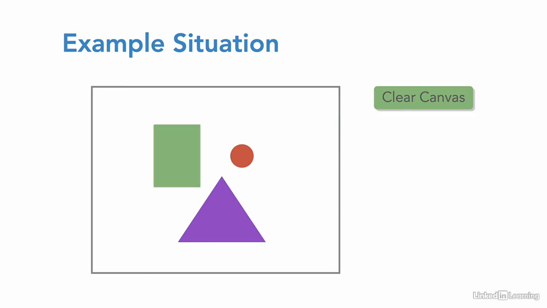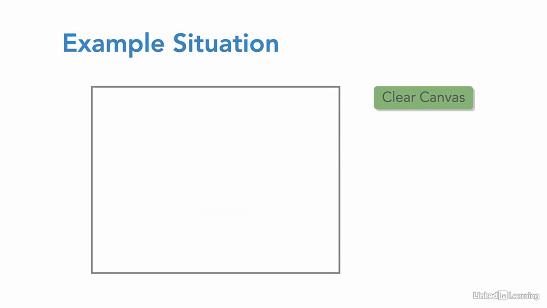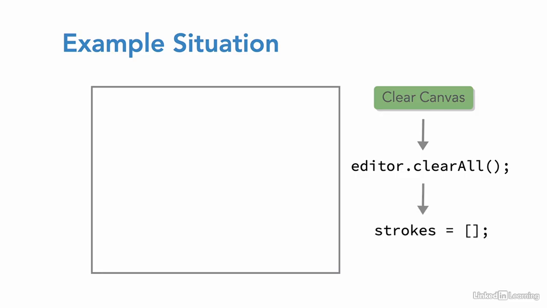As an example, let's say that we're building a drawing application of some sort, and that this application has a clear canvas button that deletes all the lines, colors, etc. from the screen. Now, this clear canvas button would probably perform its action by having a reference to the editor and making a direct call to the editor's editor.clearAll method, or whatever we choose to call it. And that might call something like strokes equals empty array, however we choose to actually store the shapes in our editor.